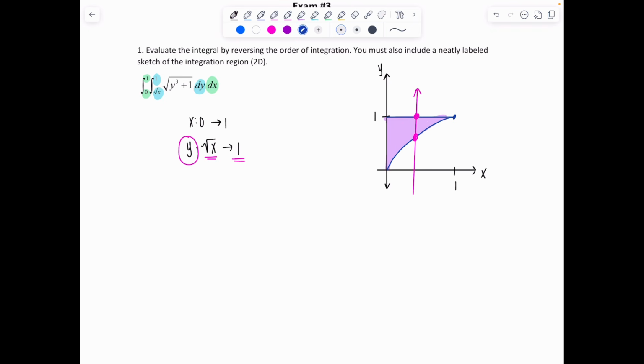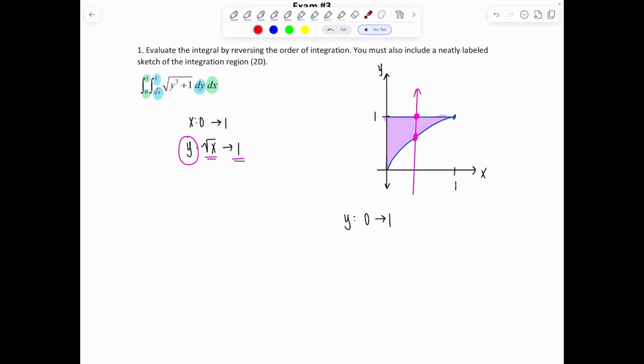Now I want to reverse the order of integration. So that means on the very outside, I want dy. So the limits for y need to be constant. Whatever differential is on the very outside, that variable's limits have to be constants in order for you to get a constant as your answer. So y is going to go from 0 to 1.